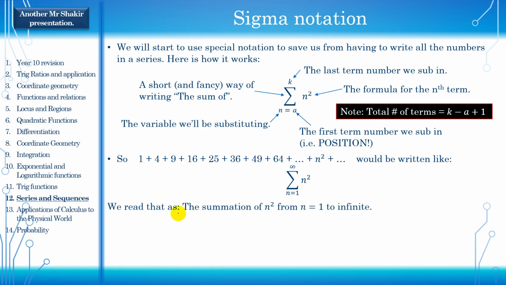Sometimes you will have a stopping point. And we'll get to that in a second. Okay, so we read this as the summation of n squared from n is equal to 1 to infinity. You start from here, keep on going.